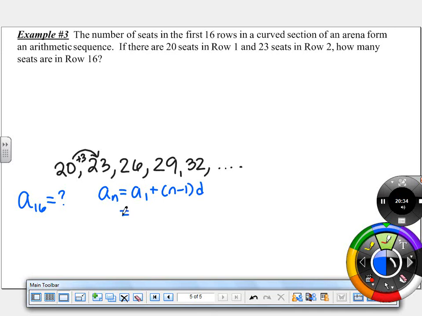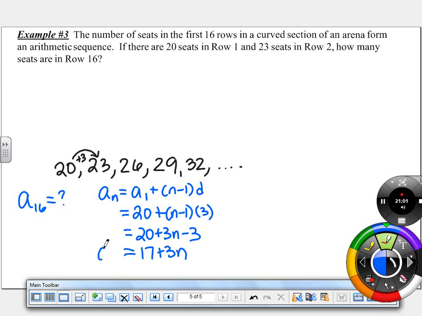So when we do this, a1 is 20, and the difference is 3 based on the information they gave us about the number of seats in each row. So if we simplify this, and you don't have to simplify because you know what? We weren't actually looking for the rule. We were really just looking for how many seats were in the 16th row. We could have gone on and just done that.